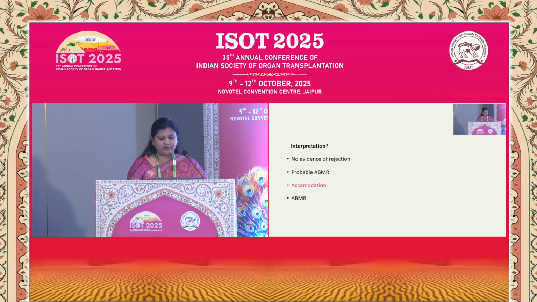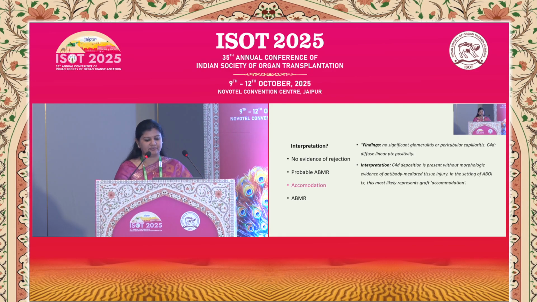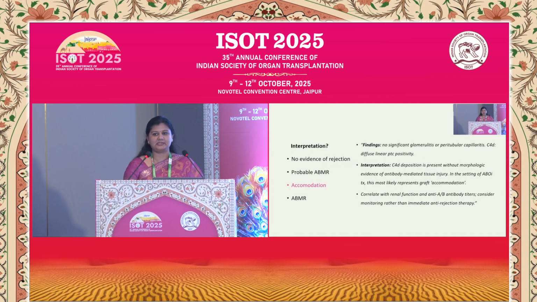So this is a scenario of accommodation. Why? Because there is no injury, but C4D is diffusely present. So in the clinical setting of an ABO incompatible transplant, in such a scenario, the biopsy represents the findings of graft accommodation. And so we should not straight away jump to giving anti-rejection therapy in such cases. Rather, we should monitor the renal function and follow up the patient.